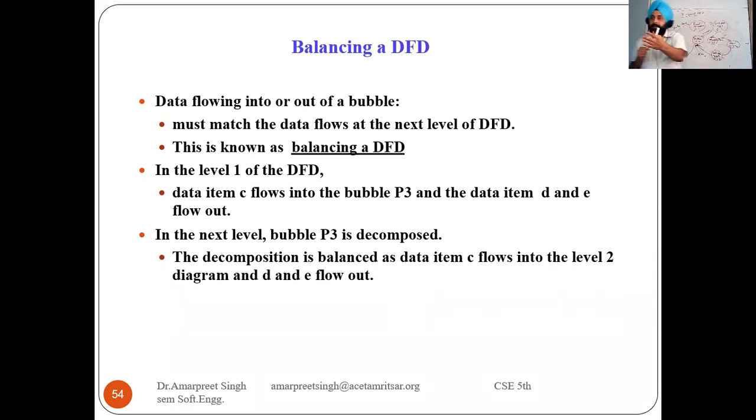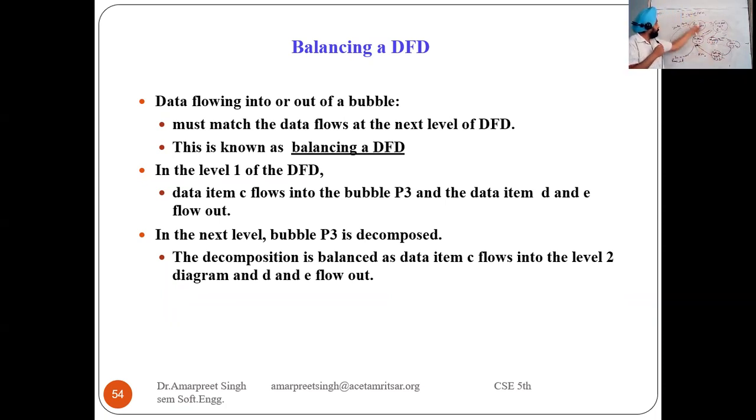Though in my presentation, I have given another view, where for every level a separate slide was given. For level 0, a separate slide was given. For level 1, a separate slide. For level 2, a separate slide. But we have to see the balancing also. Whatever the number of items coming into a particular bubble in the previous DFD, the same number of items should be the input in the next level also.